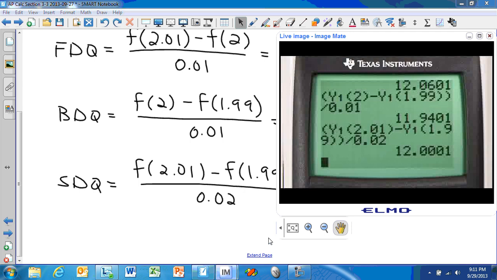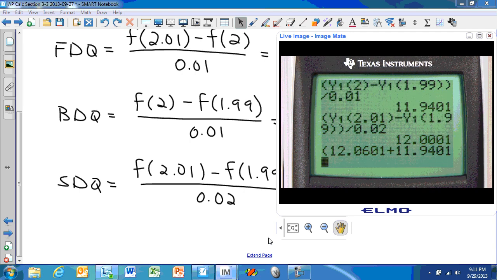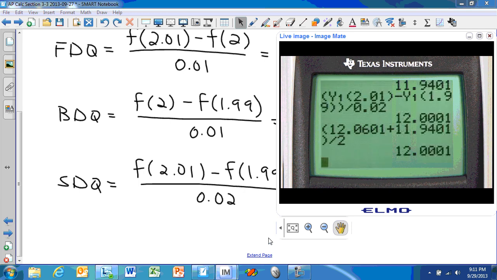If I take 12.0601 plus 11.9401 and divide it by 2, the average of your forward and backward difference quotients turns out to be your symmetric difference quotient.